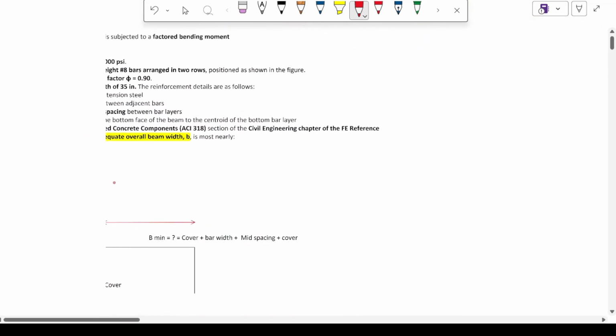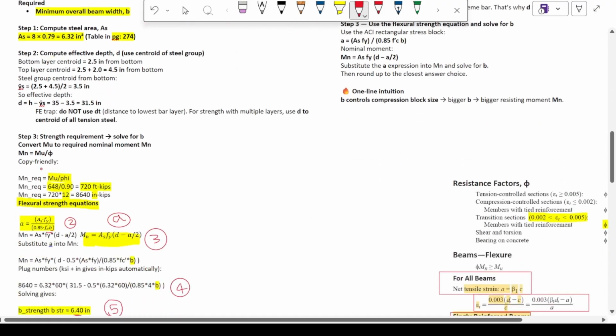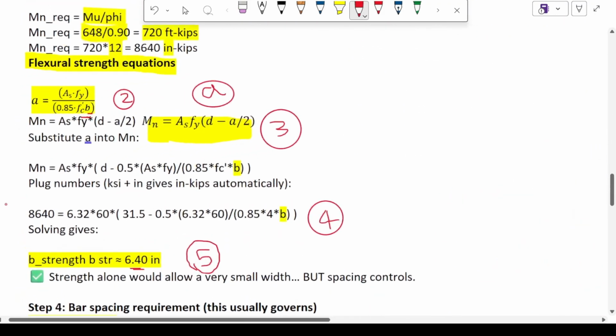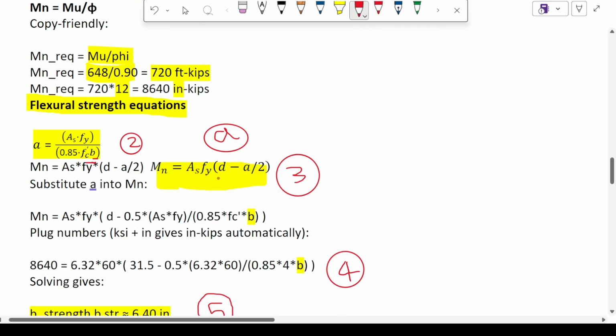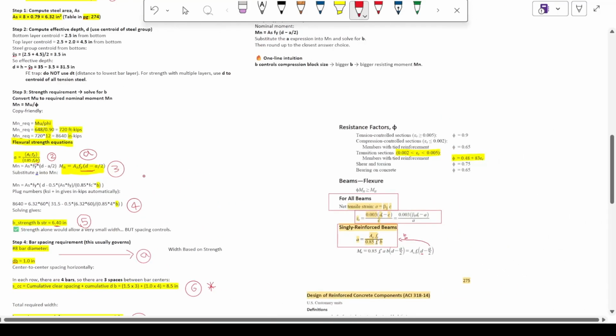But for your FE exam, most likely they will not look at the cover aspect, they will only look at the strength aspect. So all you have to do is find the a value from the Mn equation, and substitute it in the a equals As Fy by 0.85 f'c b equation in order to find the b value. If you do that, that is the width based on strength. That is more than sufficient. I hope this helps.